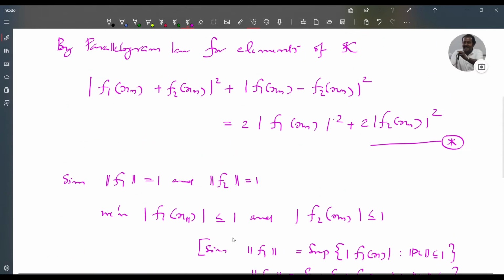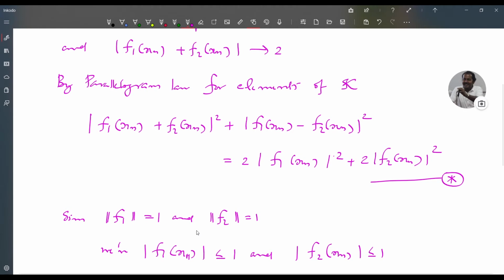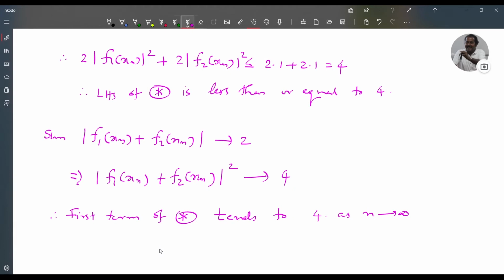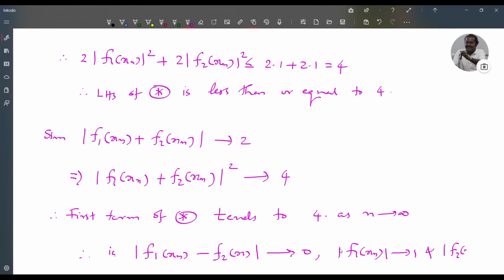So this term is tending to 4 and this is less than or equal to 4. Therefore, the second term of RHS of star tends to 0. That is, modulus of f1 of x minus f2 of x tends to 0. And modulus of f1 of xn tends to 1 and modulus of f2 of xn tends to 1.